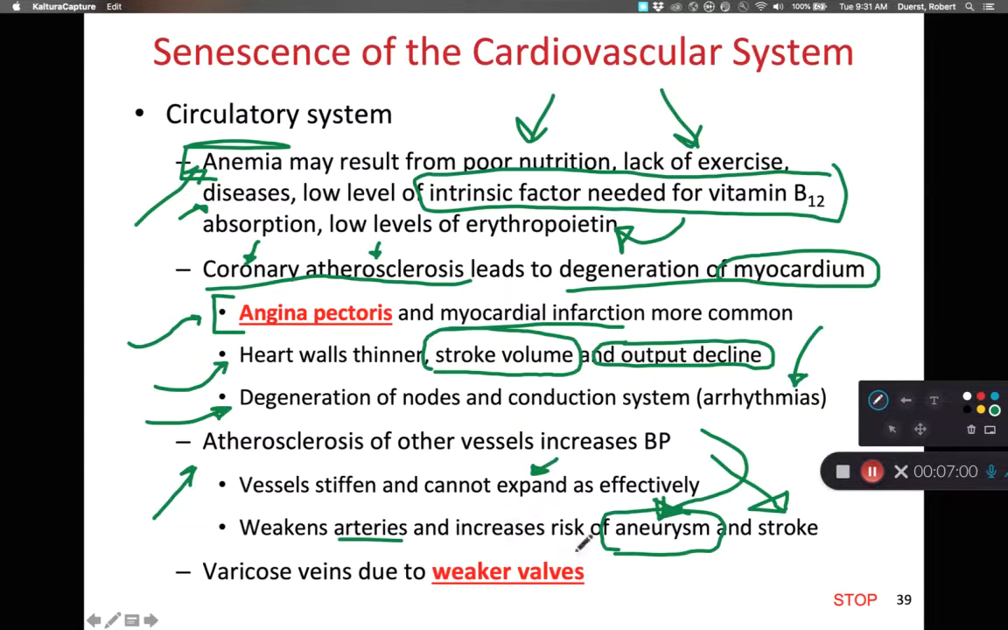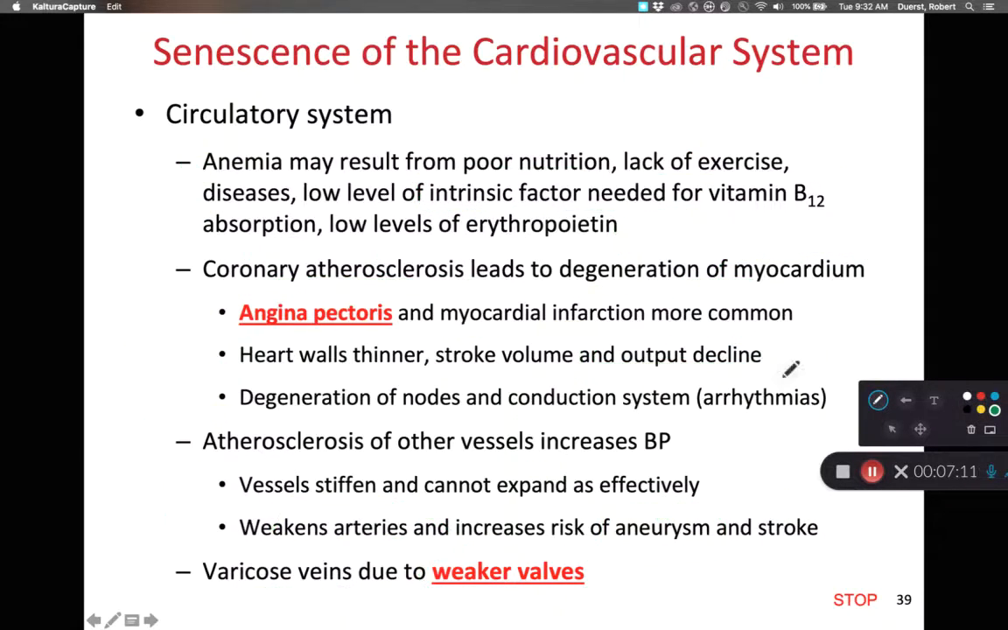As the one-way valves in our veins become weaker, they go bad at an increased rate and contribute to an increase in varicose veins.